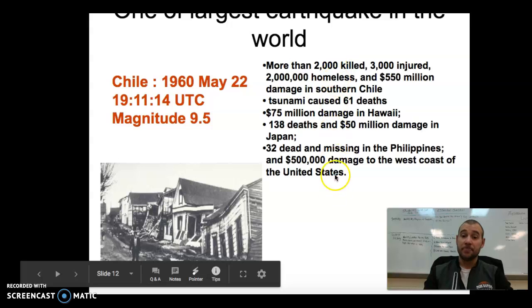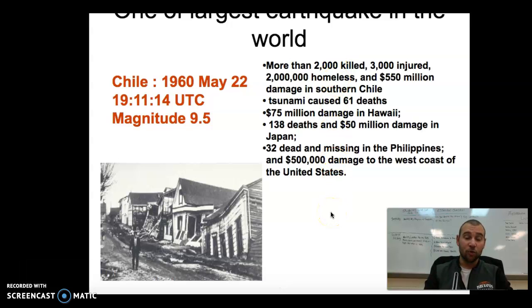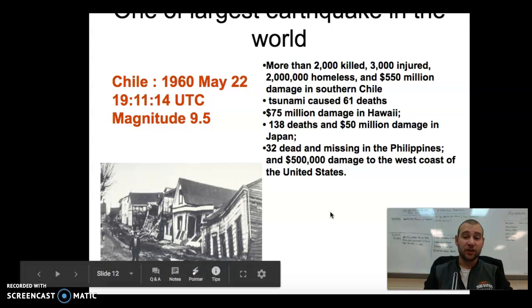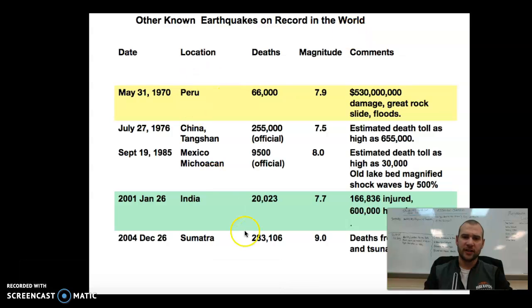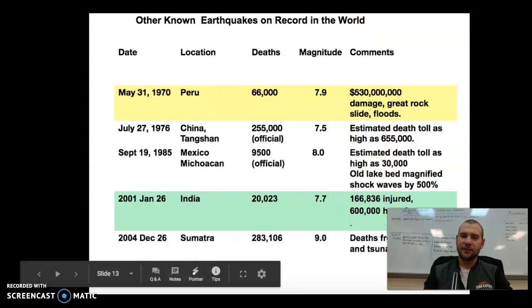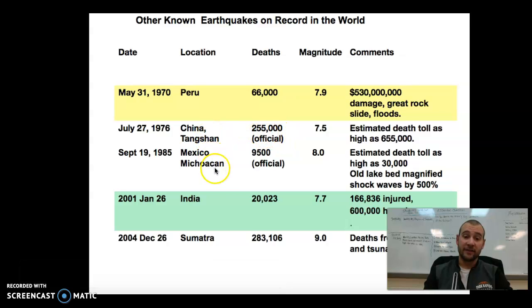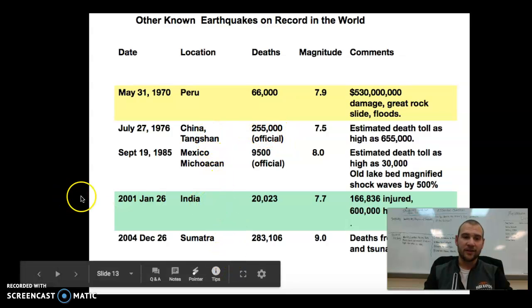And we talked about the places on the globe where they don't have the financial backing to build structures the way they need to be built to make them safe from earthquakes. So in the lesser developed countries, we see a lot more damage and death compared to the United States, where we have the money and the know-how to build buildings to make them safe, especially in areas where earthquakes are prominent. Here are some other known earthquakes on record in the world. You can go through and see the damages and the deaths. Obviously, we know that the less developed countries are normally going to have more deaths, like we said before.